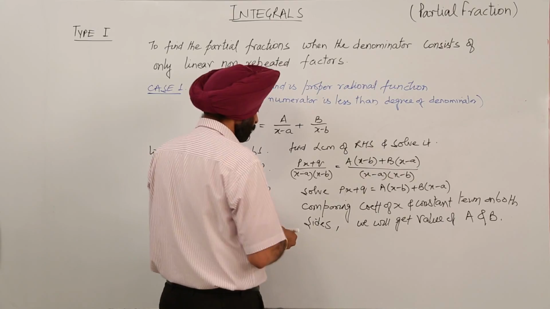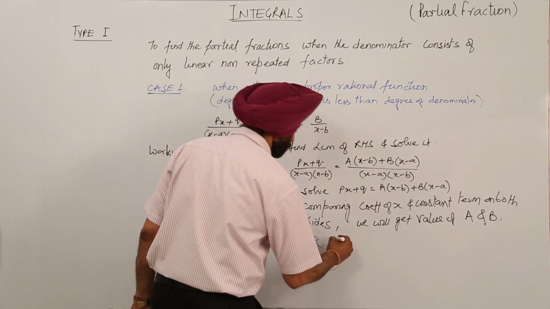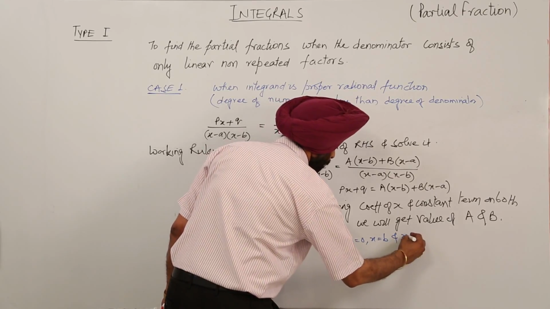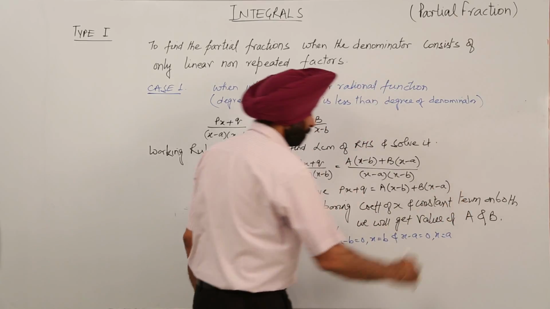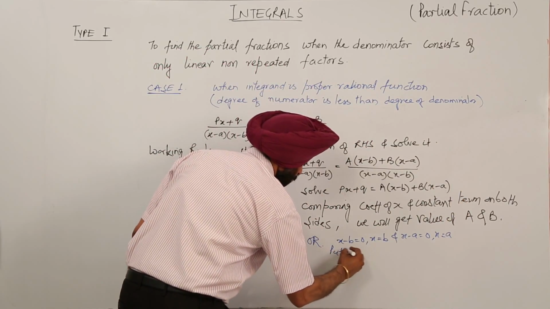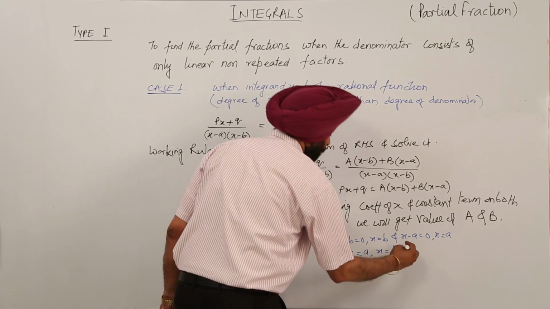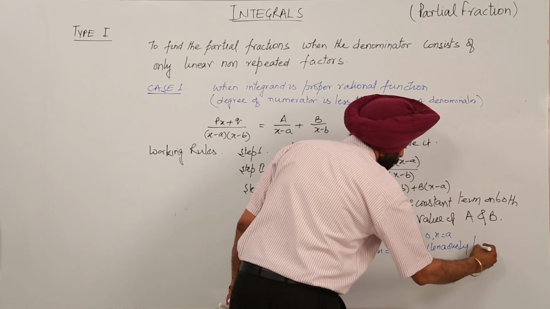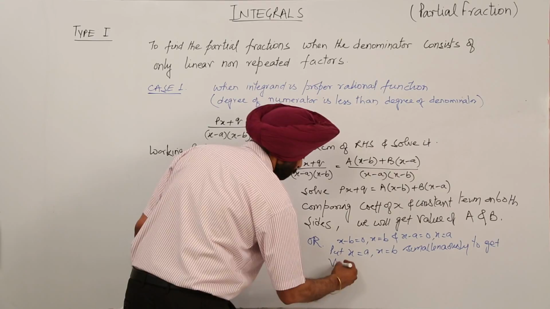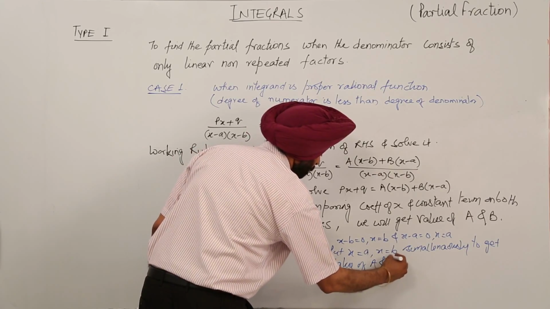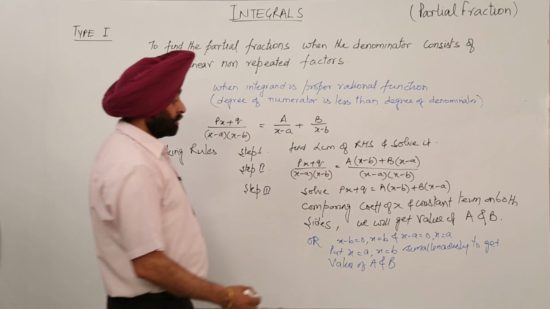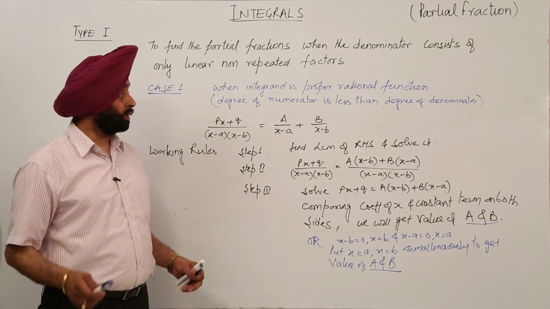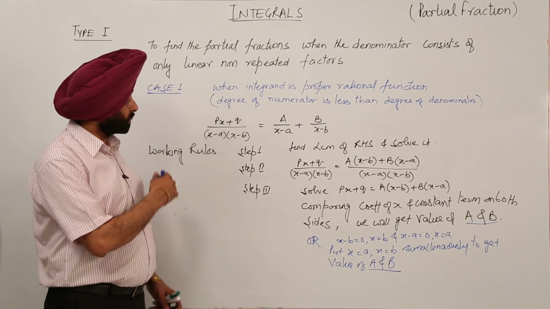Or otherwise, what you can do is, x minus b is equal to 0, x is equal to b, and x minus a is equal to 0, x is equal to a. Put x is equal to a, x is equal to b simultaneously, to get the values of A and B. So like this, we are getting values for both A and B. And what you have done is, when you are getting the values for A and B, you have decomposed partially. Okay. Now we are going with some nice examples.